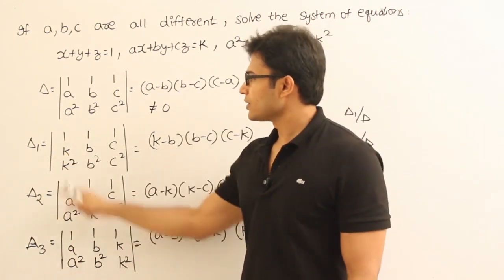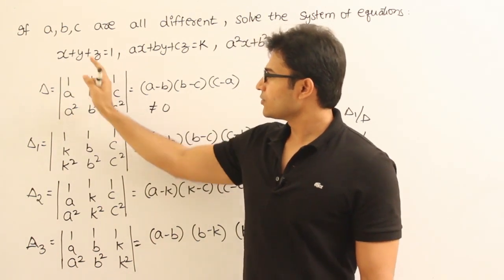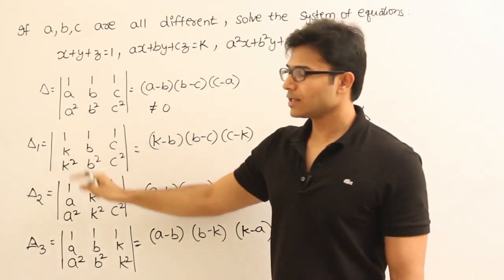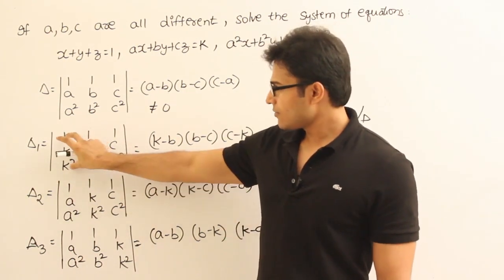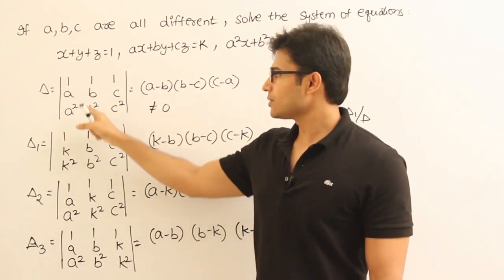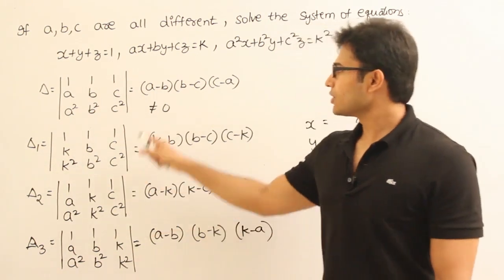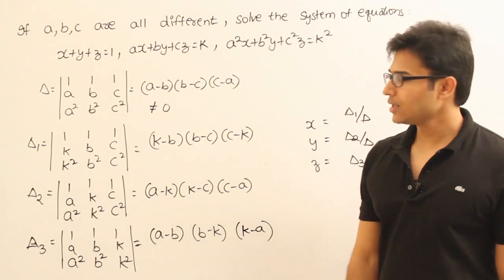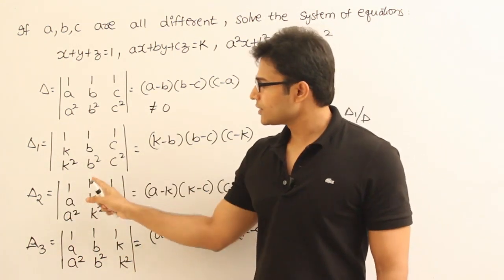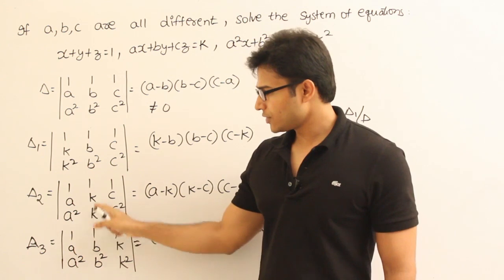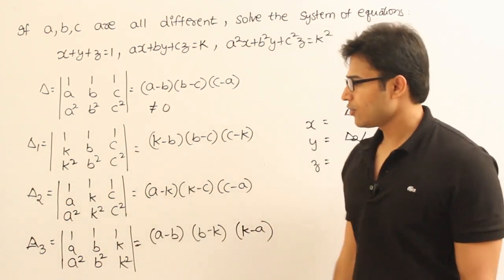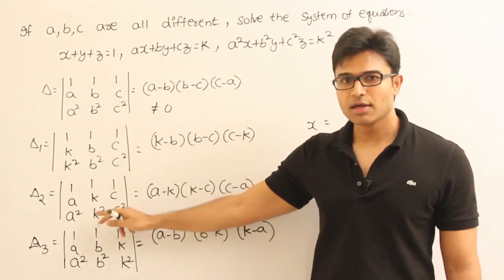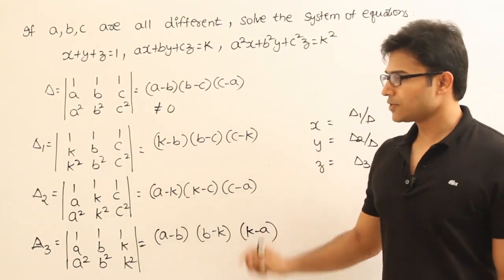So what is delta 1? In place of the first column, we are supposed to replace it with 1, k, k square. Now it is the same as this one, except that in place of a there is k. Therefore, in the value of the determinant, in place of a you can place k. Got it? And similarly, delta 2 is nothing but replacing the second column with 1, k, k square. And again, how to get the determinant? It is the same as this one, except that in place of b there is k. Therefore, just in place of b substitute k.